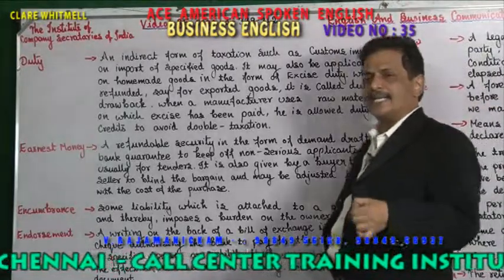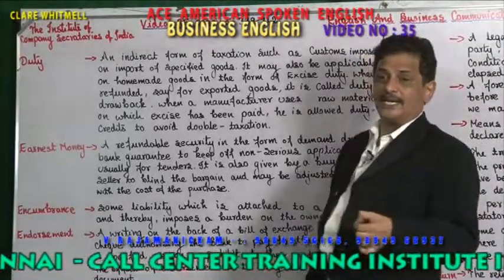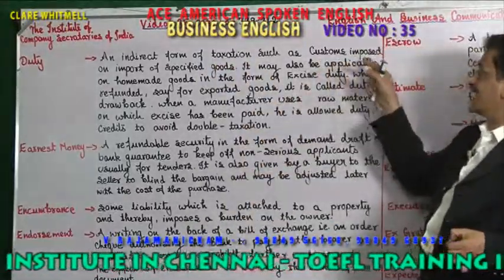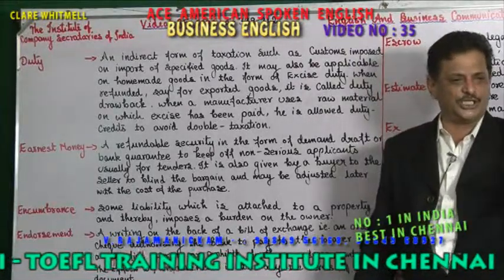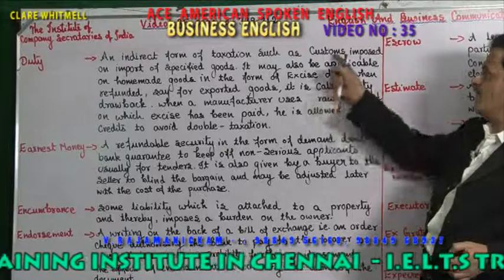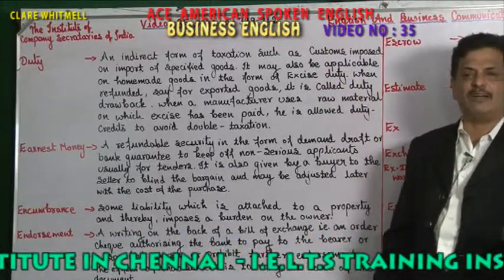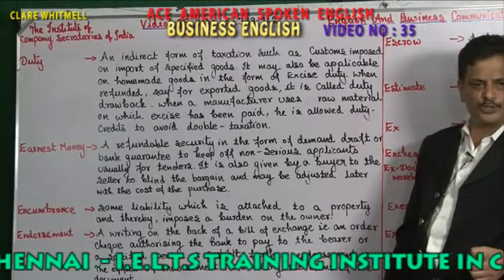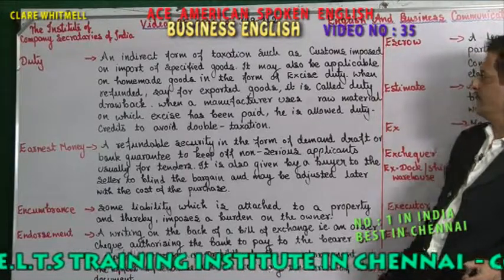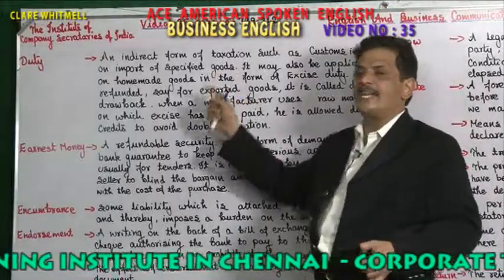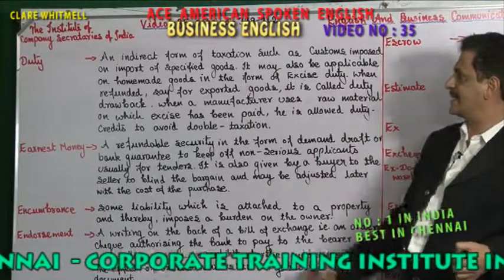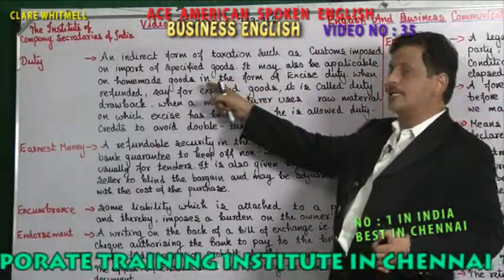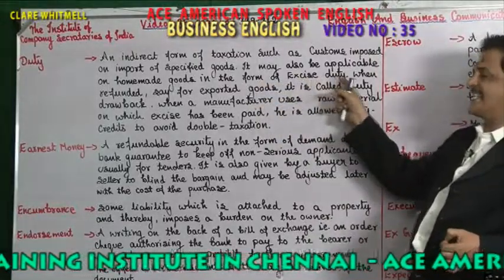So duty has a double meaning. In business terms, it is the tax. It is the indirect tax, an indirect form of taxation such as customs. What do you mean by customs? Generally, customs in the sense of what you say is tradition, right? The traditional belief. But here, customs is on the goods which you get from a foreign country. When you import or export, customs, this is the port. Imposed on import of specified goods. Some specified goods are taxed. For example, luxury cars. It may also be applicable on homemade goods in the form of excise duty.